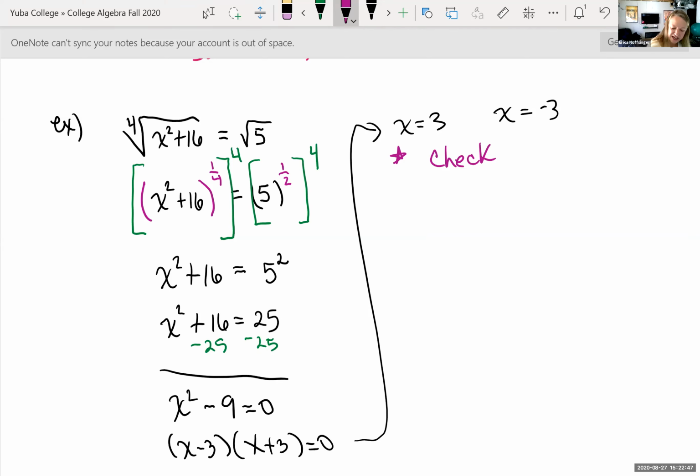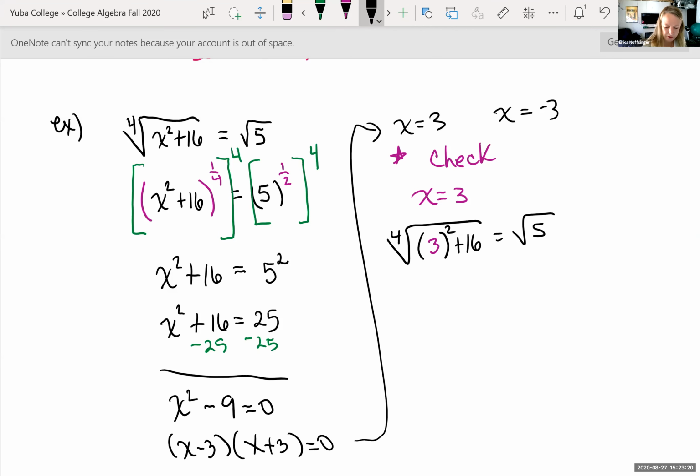We raised both sides to the 4th power. And so we're going to go back into our original equation, and let's first check x equals +3. So let's go back to the original equation. We have the 4th root. Wherever we see an x, we're going to put a 3. I'm just going to put parentheses where that x is, squared plus 16 equals the square root of 5. I'm putting in the 3.